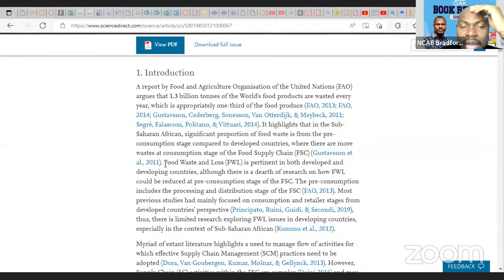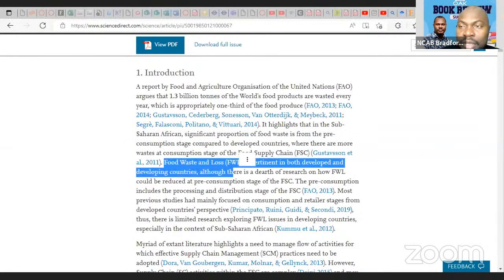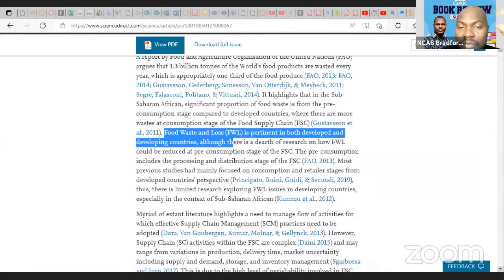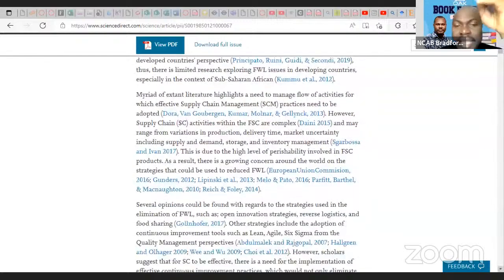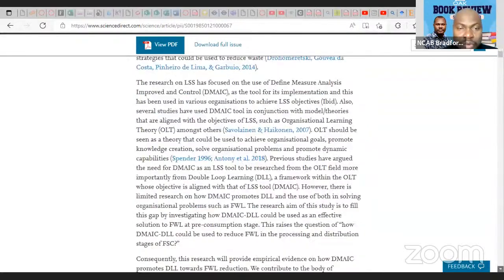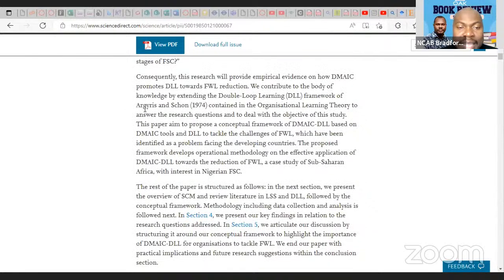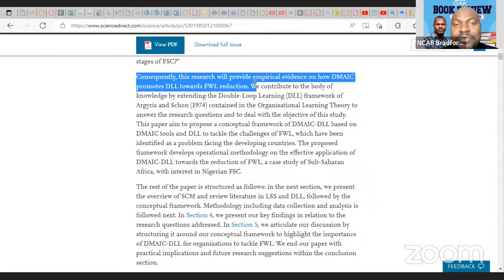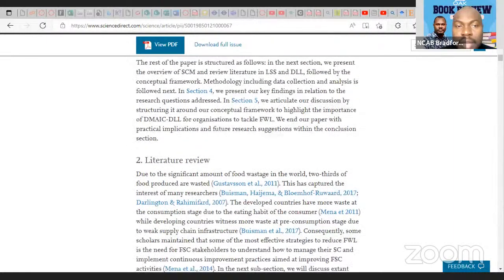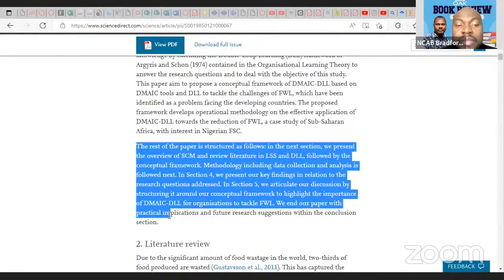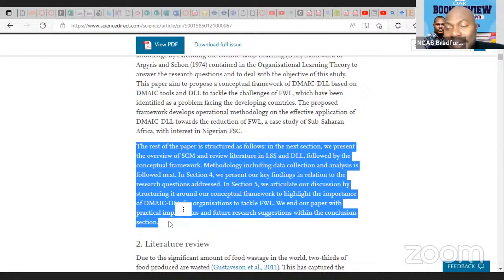Then I move again to talk about food wastage and loss. If you look at it, I'm showing you an example of an introduction now. I spoke about a lot of things, but this is where I'm going. And here, I began to speak about the focus of the research. This research will provide empirical evidence on how to promote blah, blah, blah. So all these are in the introduction. Then I provided the structure of what the remaining part of the paper will address.